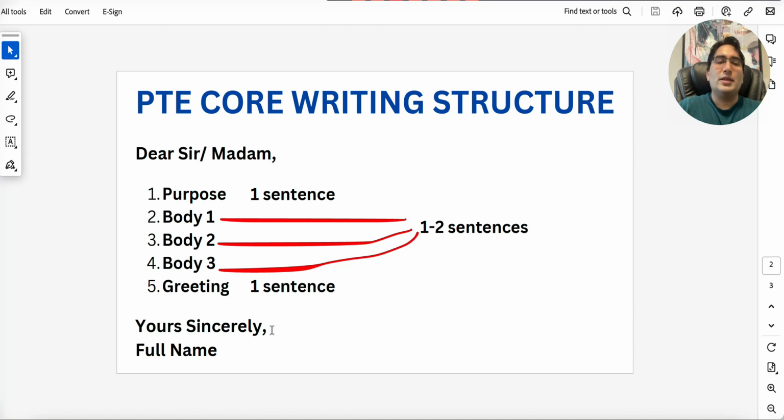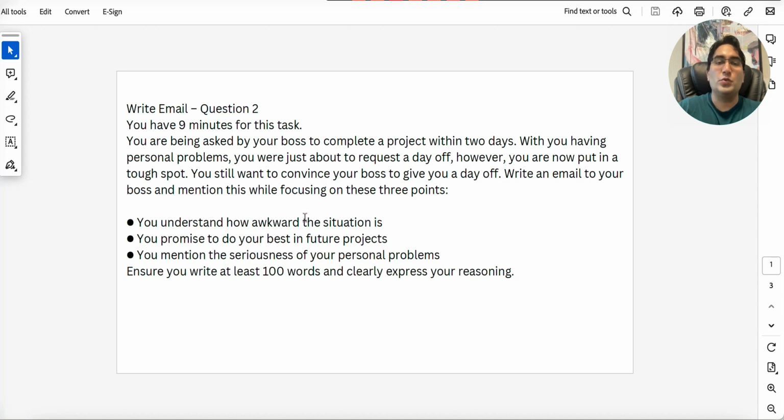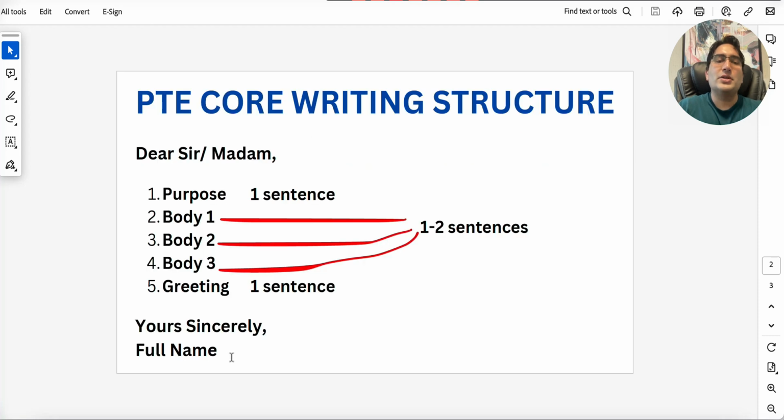You finish off with yours sincerely and your full name. It's just first and last name. You don't need a middle, and I'm saying this because the word limit in this exam is only 100 to 120 words. It says at least 100, but you can go up to 120. Anything more, you lose marks. So just do 2 names, first and last. Save your words for your paragraphs here.